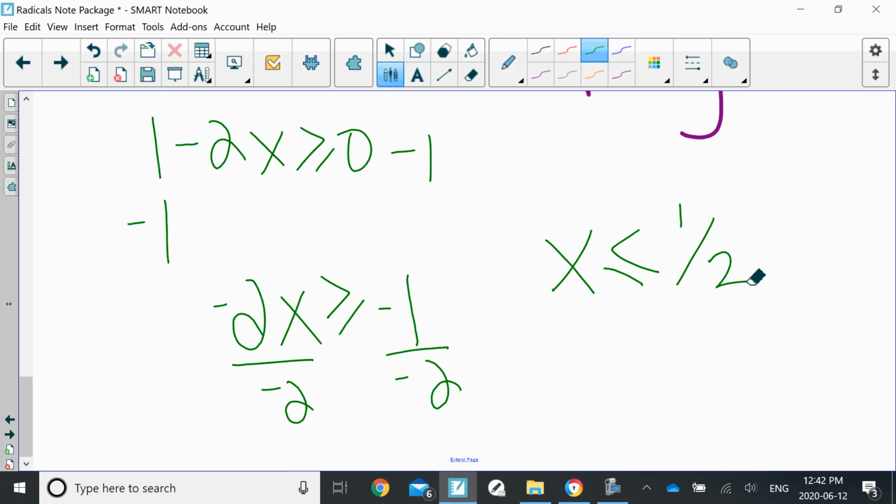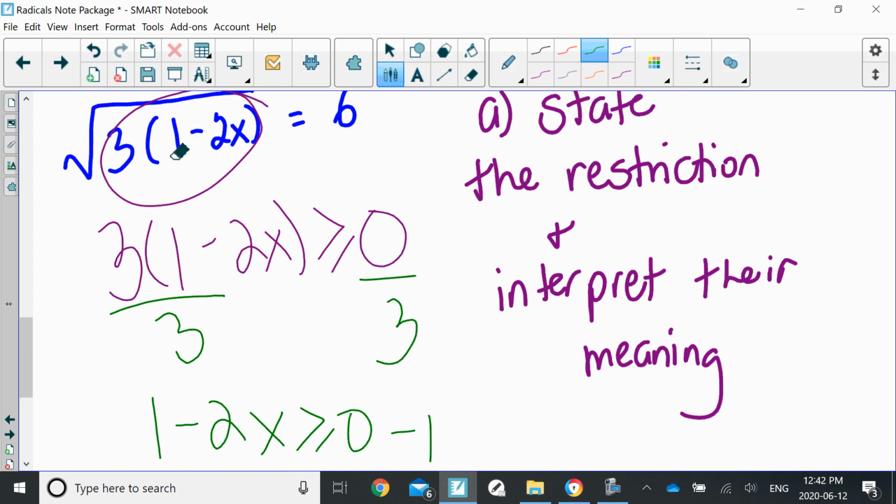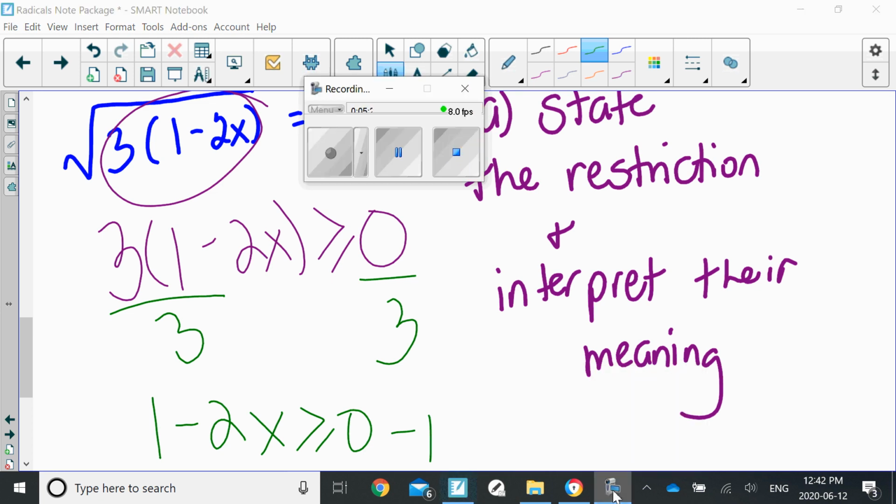So if you just pick again for x any number less than 1/2, and if you plugged it into the original, you would get a positive radicand, or you would get 0, and it would work. Okay, so hopefully that helps, and let me know if you have any other questions with that.